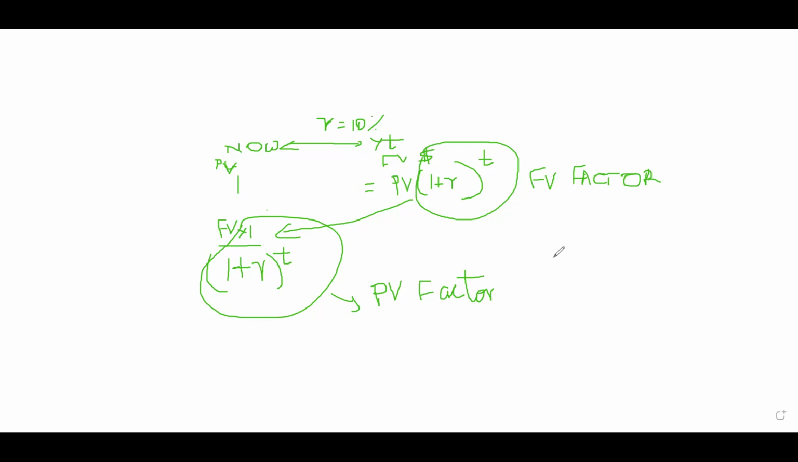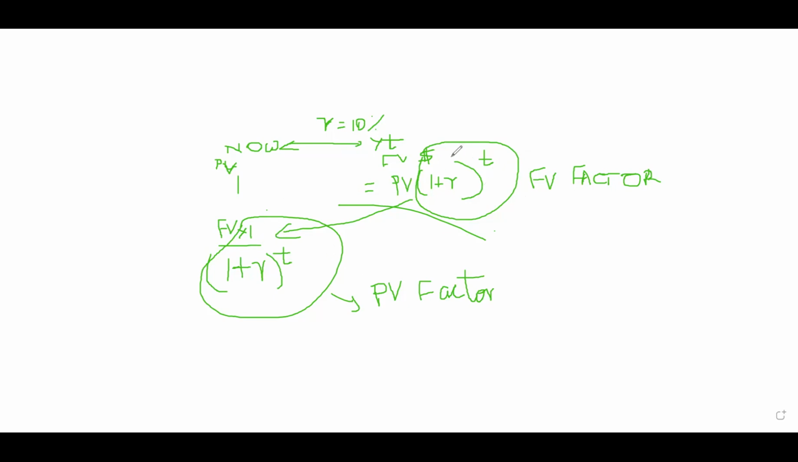So if I have, say, $100 just now, and my interest rate is 10%, and at the end of 1 year, T equals 1, this becomes $110. This 1 plus R to the power T times $100 becomes $110. 1.1 to the power 1 times $100 is $110. If it is 2 years, it will be squared. If it is 3 years, it will be cubed, like that.